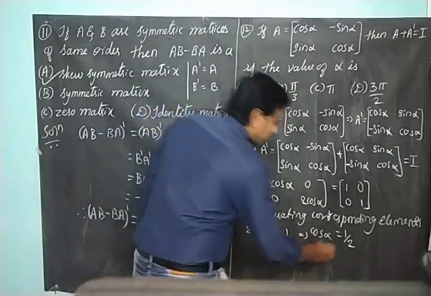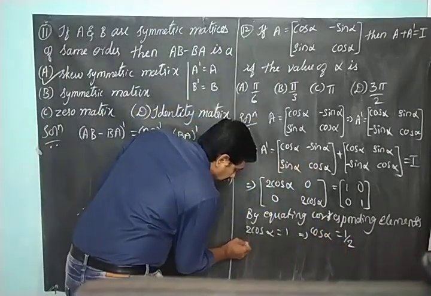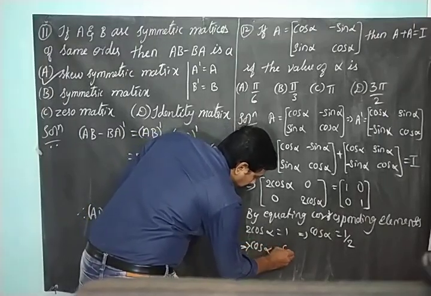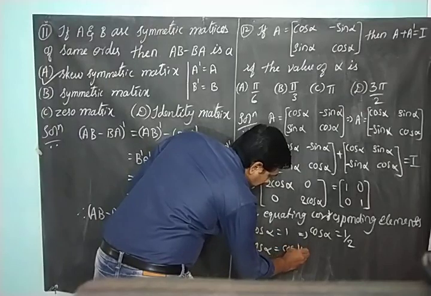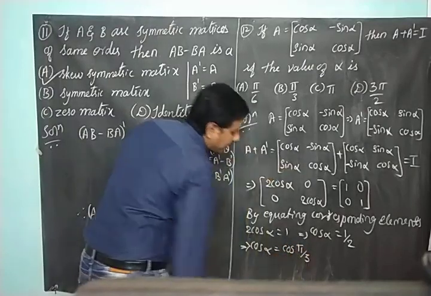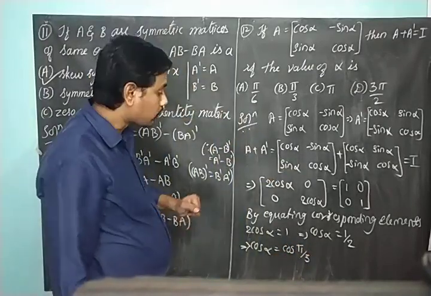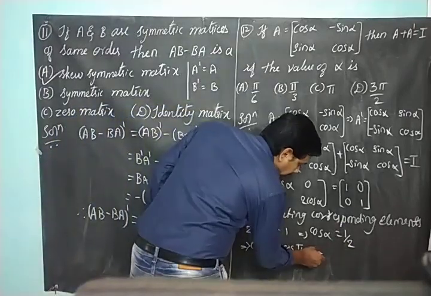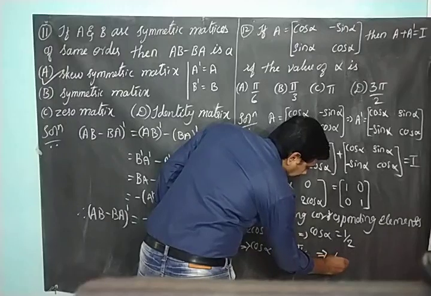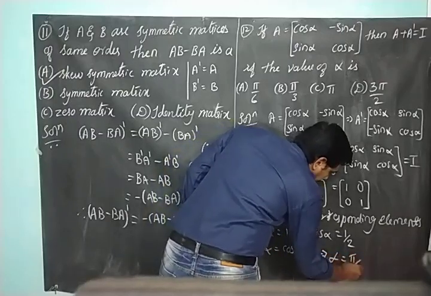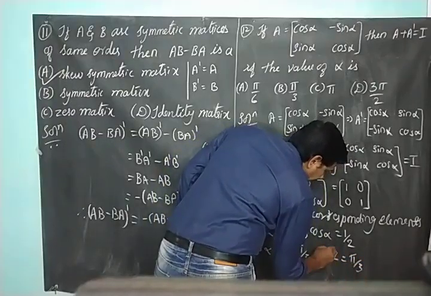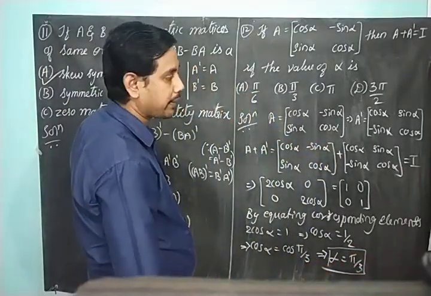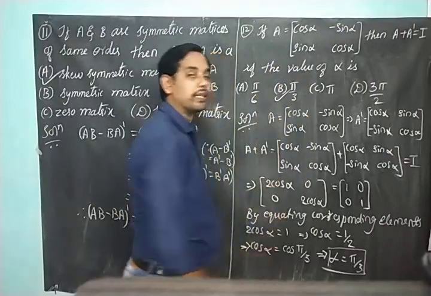So cos alpha is equal to cos pi by 3. Now cos and cos cancel on both sides, so the alpha value will be equal to pi by 3. So what is the value of alpha? That is nothing but pi by 3. That is option B.